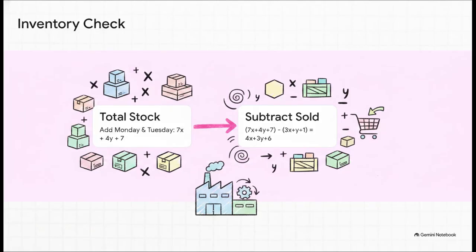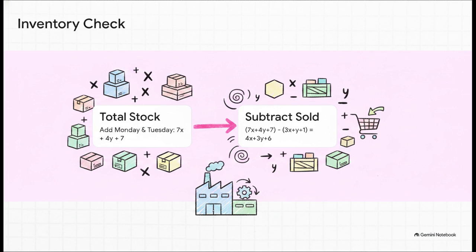And here is the grand finale calculation to find out exactly what is left on our shelves at the end of the day. First, we figure out our total stock by adding Monday and Tuesday together. We combine our x's, our y's, and our constants to get a grand total of 7x plus 4y plus 7. But wait, we have to subtract what those customers bought. We apply the sign change challenge to the sold items.